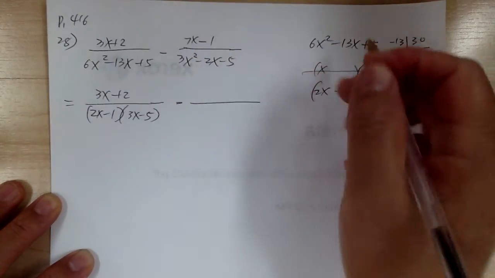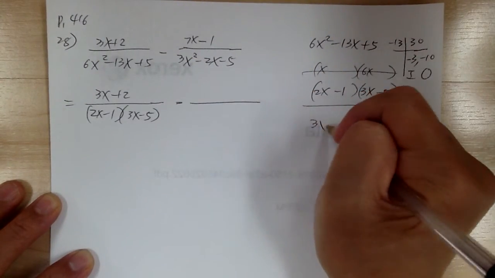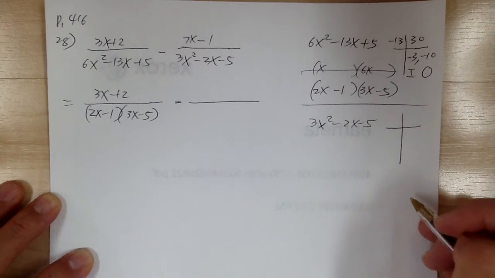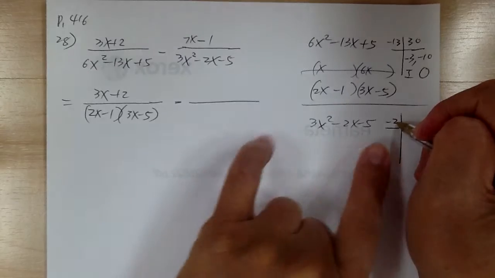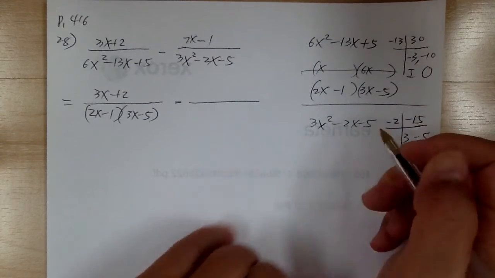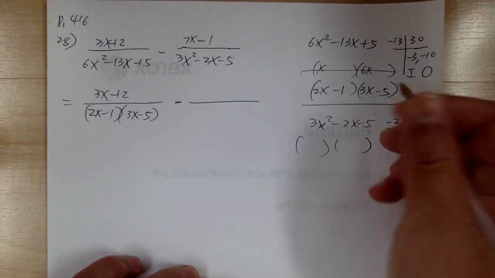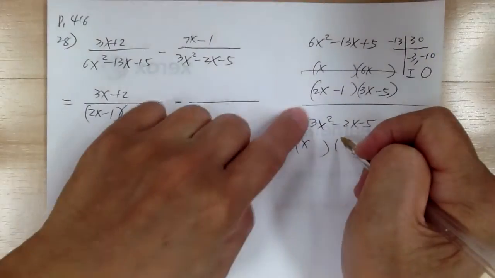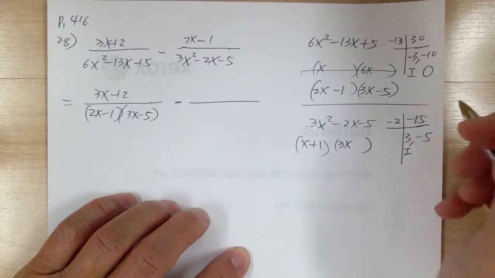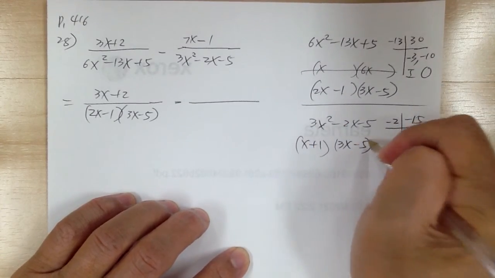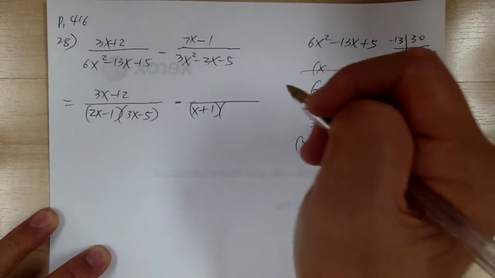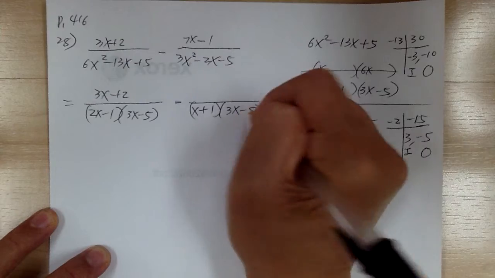Okay, now let's do the next one. So you can get your master product. So it would be negative 2, this would be negative 15. So it would be 3 comma negative 5. So you're going to get x and 3x. So this would be the inside, so it would be plus 1. And this would be the outside, so it would be minus 5. So you're going to get x plus 1, 3x minus 5.